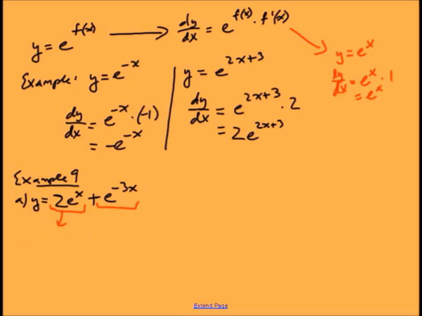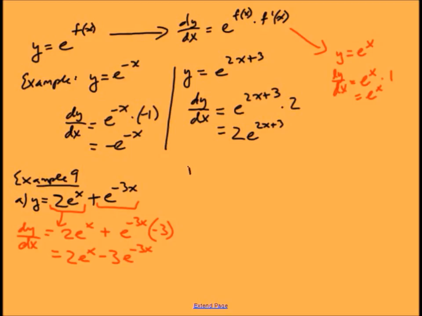Now we have the derivative is equal to 2e to the power of x plus the derivative of the second function, which is itself multiplied by the derivative of the exponent function, the function that's in the exponent. So simplifying as best we can, and we have this answer.